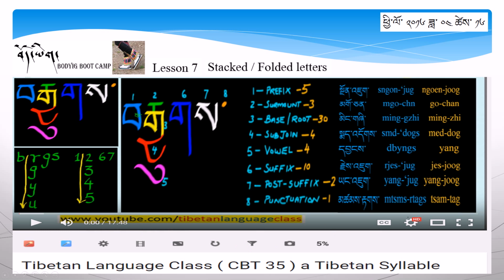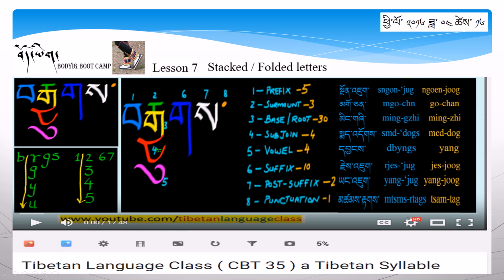Basically, like I was explaining before, the first is what? Prefix, right? For the prefix, you have 5 different letters out of the 30 letters in the alphabet that you could use. And then the second is the surmount letter, and we learned earlier that we have 3 different surmount letters, right? Ra, La, and Sa. And then the yellow, number 3, is the base letter, and we all know that we have 30 letters that could be used as a base or root letter of a syllable, right? And then we have 4 subjoined letters: Yata, Rata, Lata, and Wasu. You guys should remember all that stuff.